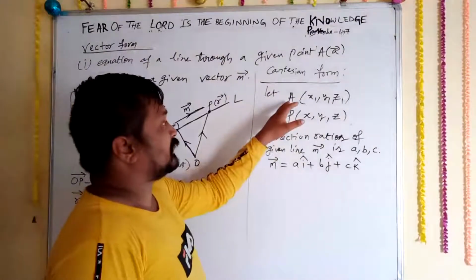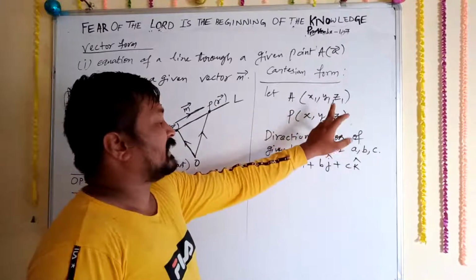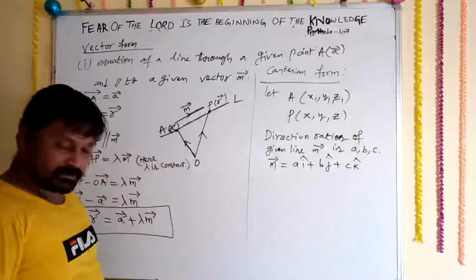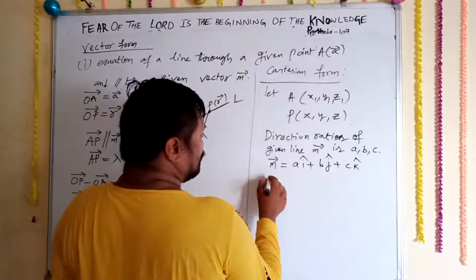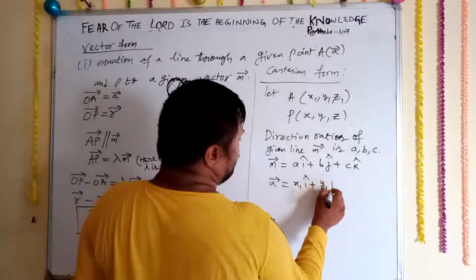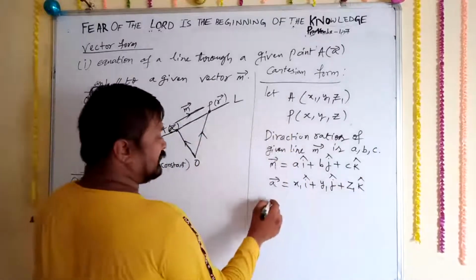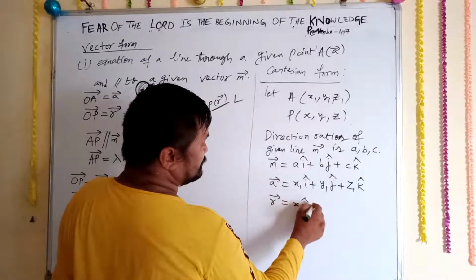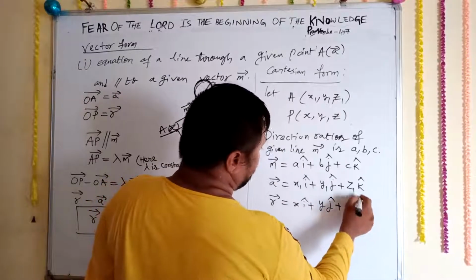Now I want it for A and P. Same method only. A means x1 i cap, y1 j cap, and then z1 k cap. In that way only we have to write. We don't want to change anything. So now A is given, meaning small a vector is equal to x1 i cap plus y1 j cap plus z1 k cap. Then P is there. P is nothing but the R vector. R vector is nothing but x i cap plus y j cap plus z k cap.